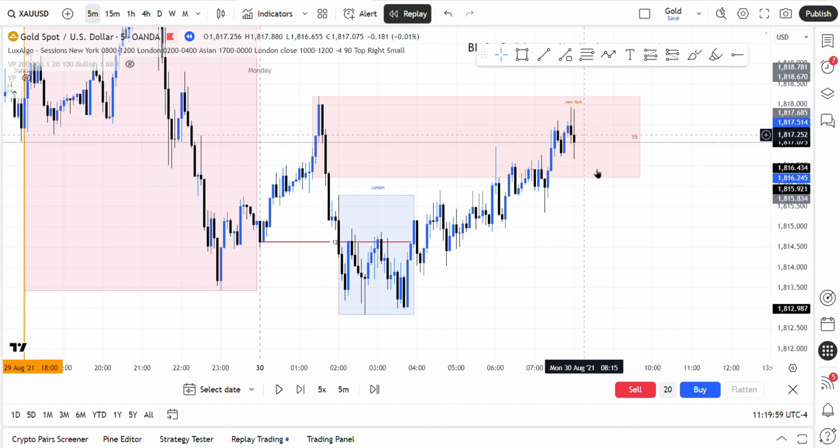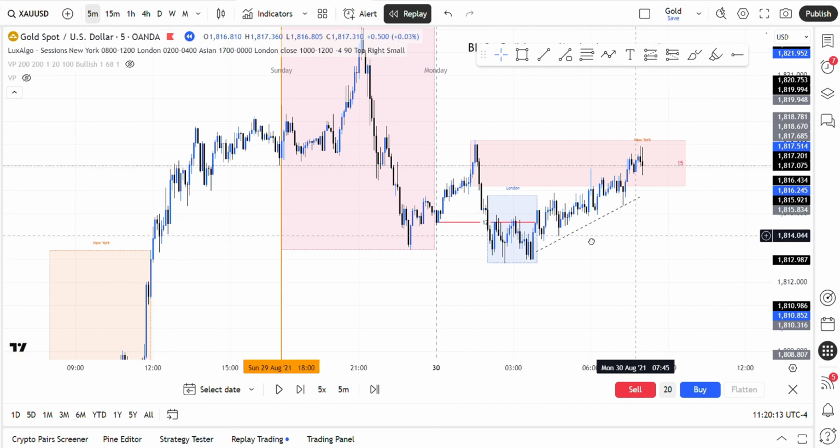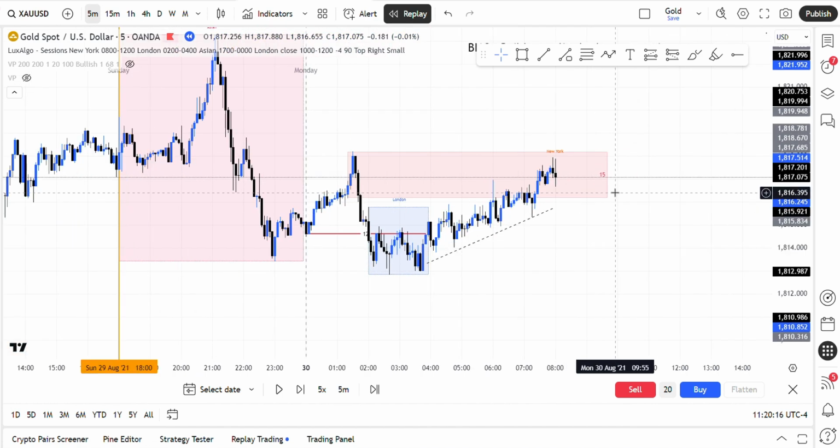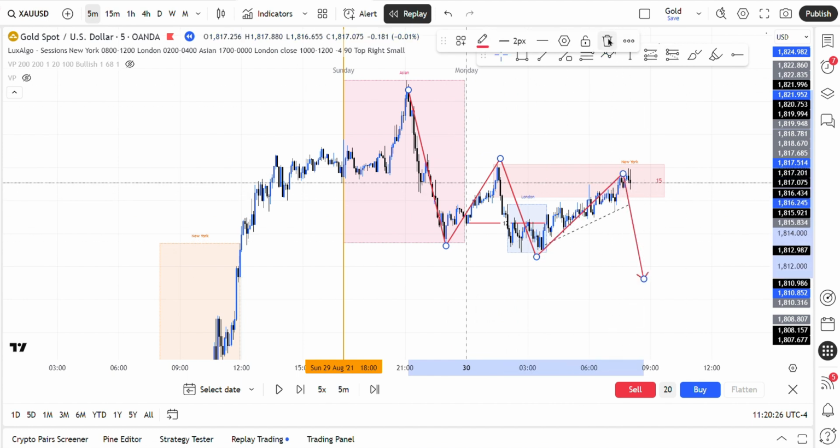Okay, the New York session has just opened. I want to know who's in control. The buyers were pushing higher. We are forming this trend line liquidity, right? The market might be interested in taking these lows. When I come to the New York session, I want to know who's in control right now. We are forming lower lows and lower highs. The market might go down. We shouldn't just see the market structure. We should also see why the market should go lower.